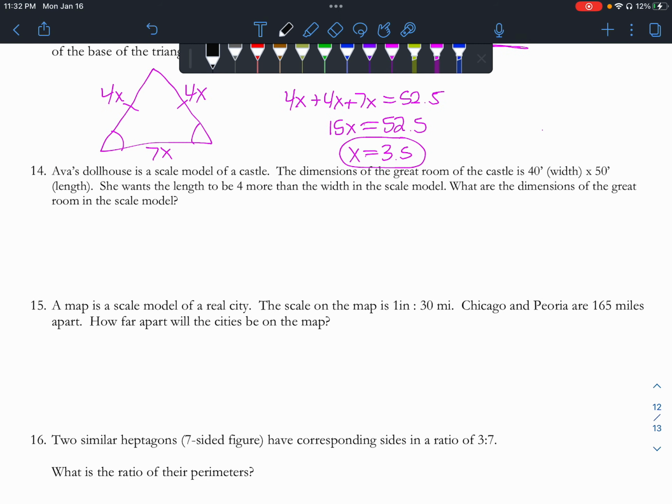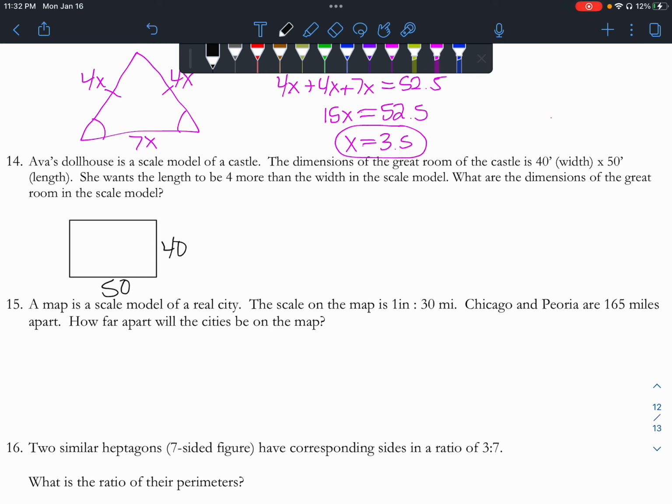More scales that we see here, and typically, again, you see something in real life, and something down to something else. The dimensions of the great room of a castle, let's just draw this one out since they're telling us it's a rectangle. I have one that is 50 feet wide, 50 feet long, 40 feet wide, whatever you want to use there. She wants the length to be 4 more than the width of the scale. What are the dimensions of the great room in the scale model?